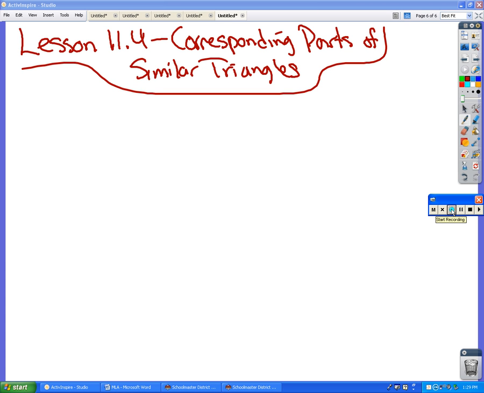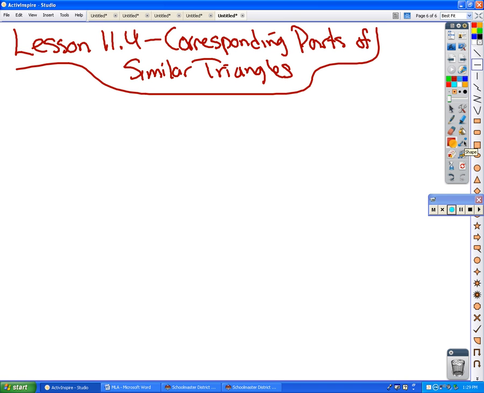Okay, so we talked quite a bit about the sides of triangles being proportionate to each other. What we're going to do today is talk about how the other parts of similar triangles work out. Like what? Well, good question.